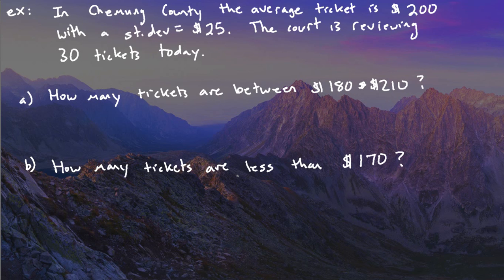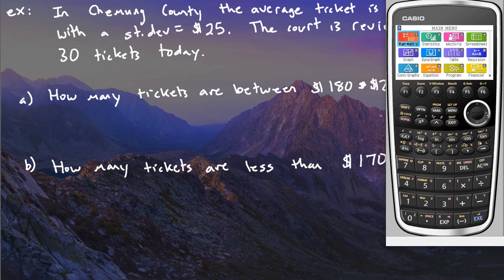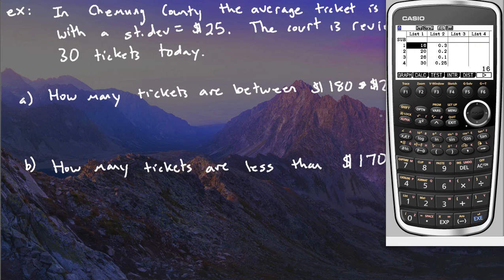Got one more example. So in Chemung County, the average ticket, so police officers pulling people over, is $200 with a standard deviation of $25. The court is reviewing 30 tickets today. How many tickets are between $180 and $210? So I'm going to put in my statistics. Again, distribution's what we want, and norm CD. We'll do inverse norm later, and we aren't going to worry about norm PD.